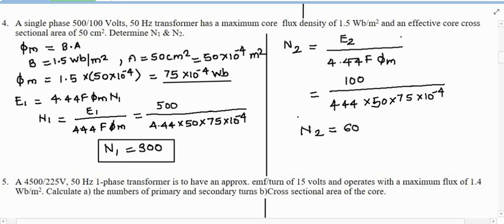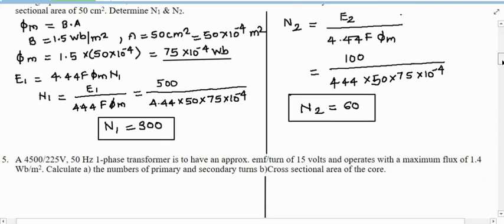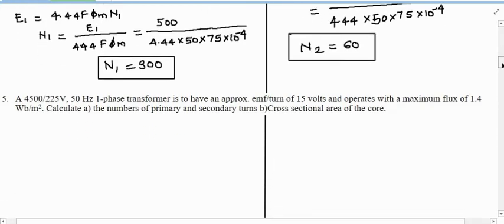So how to check our answer? As this transformer is a step down transformer, my ratio of N1 to N2 should be equal to V1 to V2 or E1 to E2. So 500 by 100 is 5, 300 by 60 is 5. It means our answer is correct. So this is also one method to find out the number of turns rather than using the turns ratio. Okay, so move to the next problem.